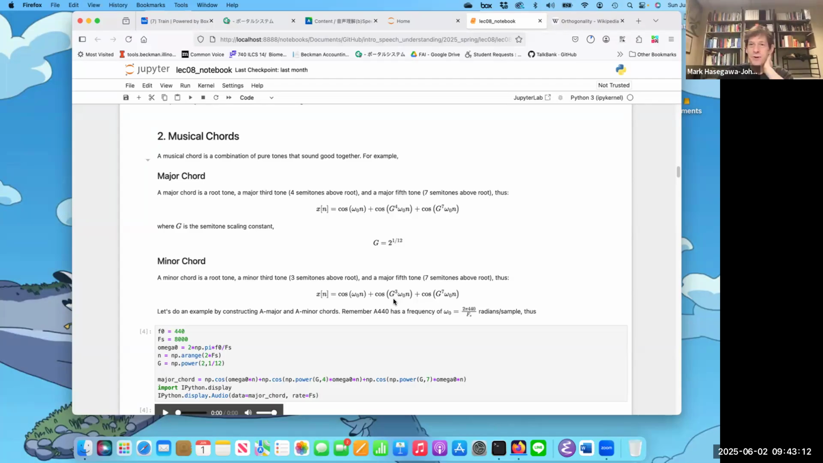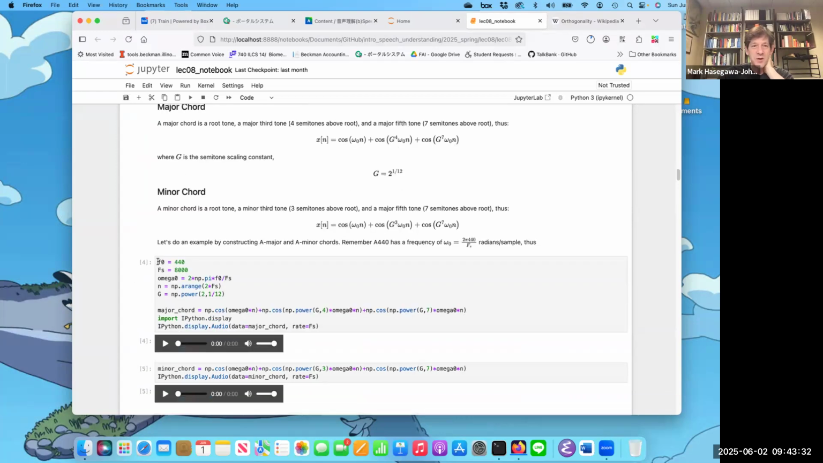That makes a minor third chord. G to the 4th is 4 half steps, so it's a major third. G cubed is 3 half steps, so it's a minor third. G to the 7th is what's called a major fifth tone, 7 semitones above the root.